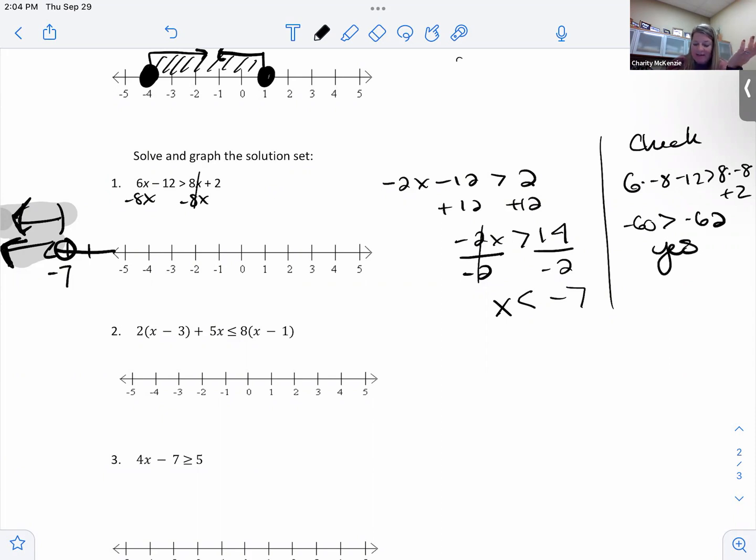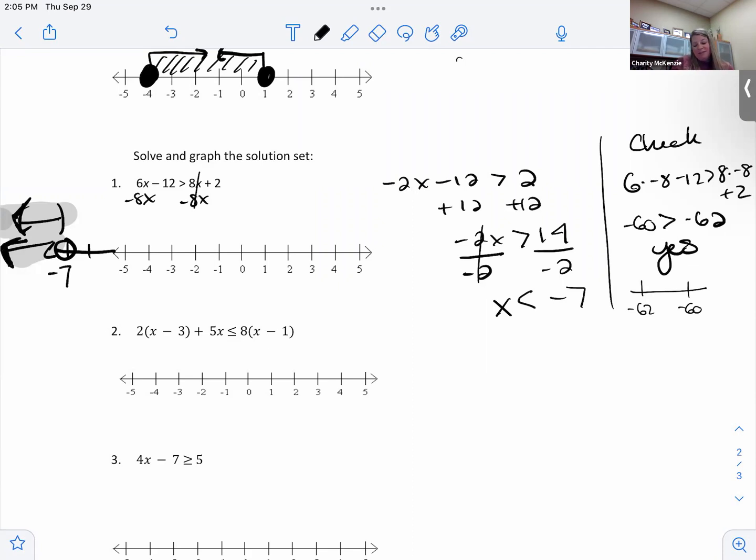You could do a number line to think of that, right? Negative 62 is more in the negatives than negative 60. Just think about the number line to help you with which one's bigger. Cool. So that's that first problem there.